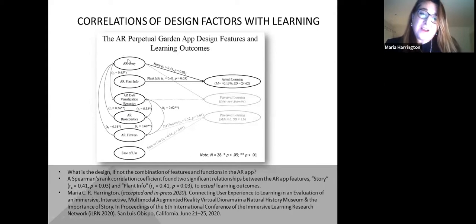And this is an area open for more analysis and work, but the takeaway is that if you were building an immersive application for actual learning, then you need to have a way for that user, that learner, to access the facts and access the story.